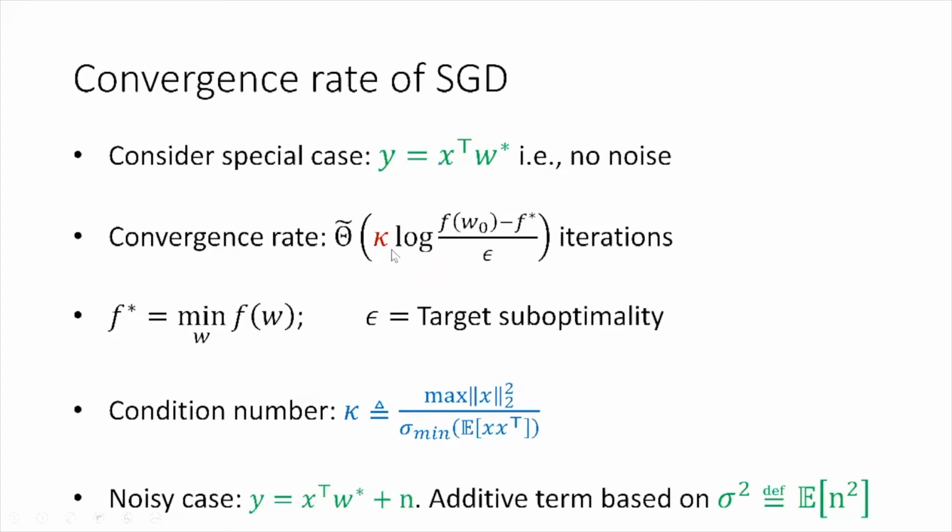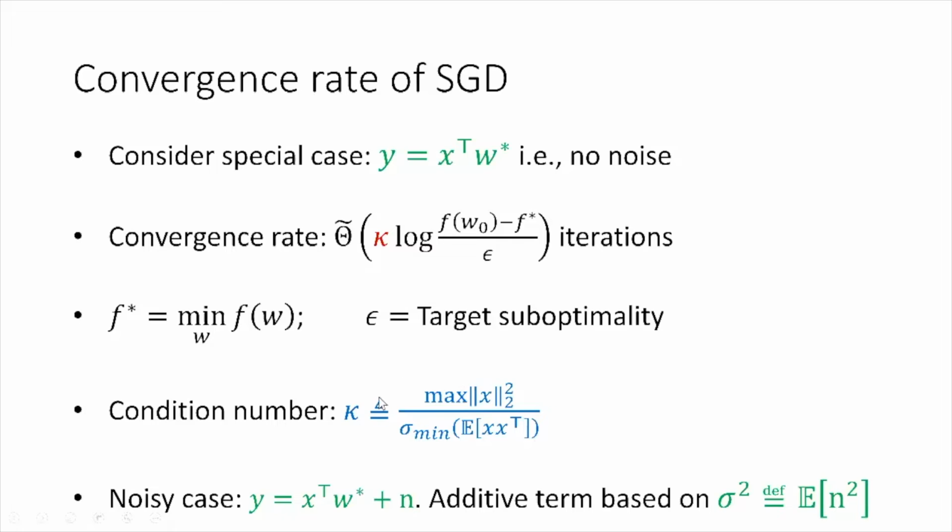Using similar arguments as in the gradient descent convergence rate, we can argue that the convergence rate is again linear in the condition number. The expression is slightly different: the denominator is exactly the same, the smallest singular value, and in the numerator we can replace it with the maximum norm of x square. So this is the notion of condition number.